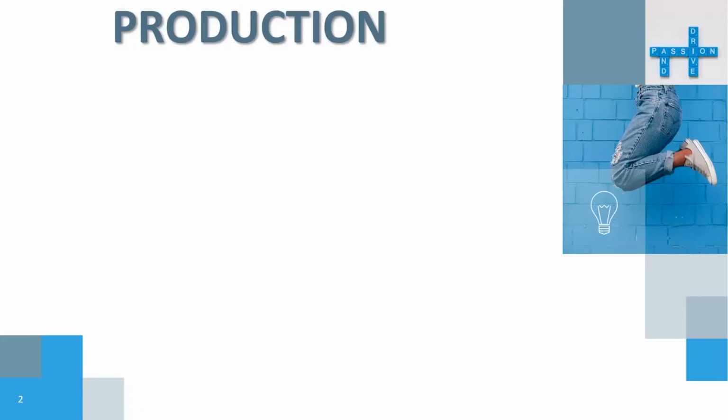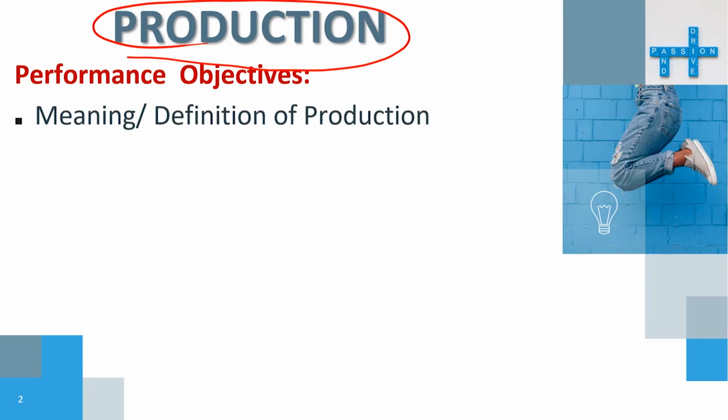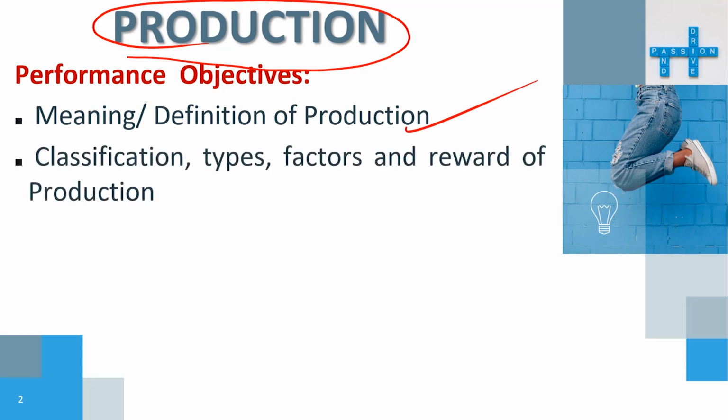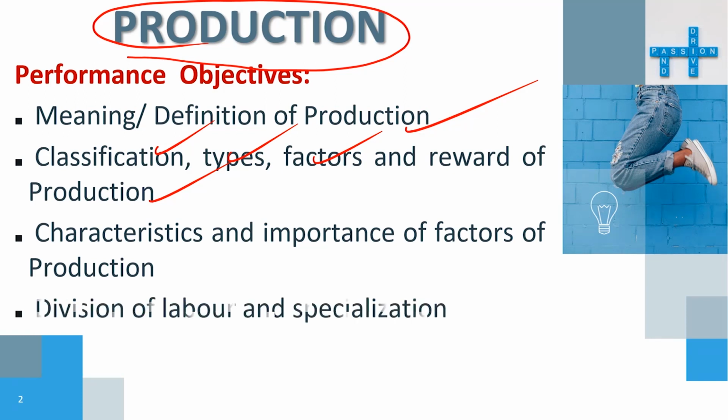Our performance objectives for this topic, production, include, number one, we want to check the meaning and definition of the word production. We would like to examine also the classification of production, types of production, the factors of production, the reward of production. Again, we also seek to achieve the characteristics and importance of factors of production. We also look at the division of labor and specialization.